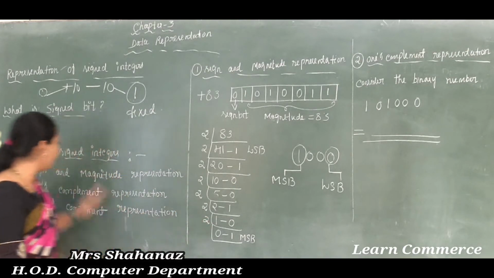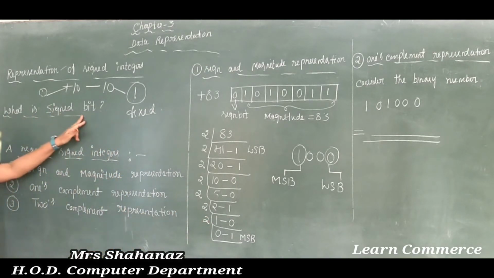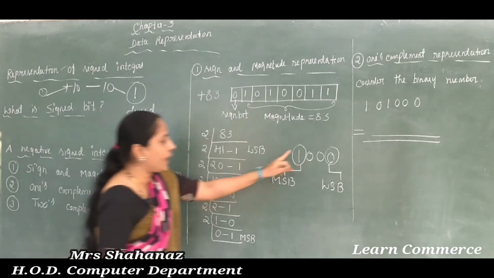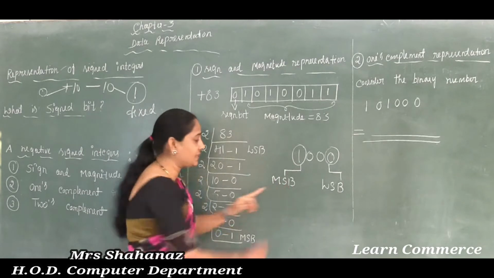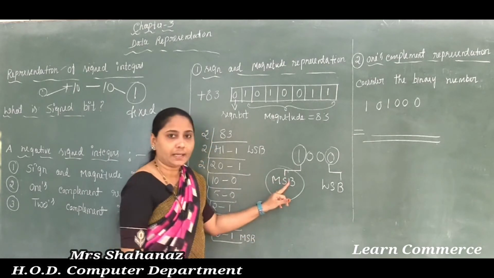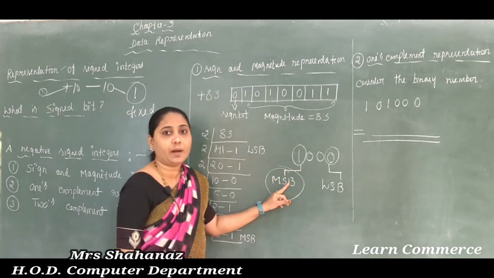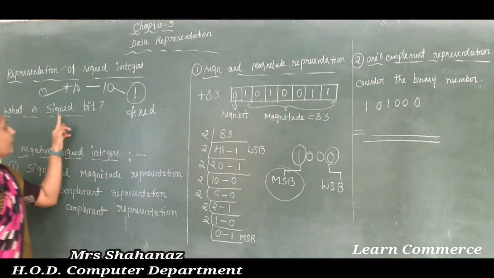So we can say that in this case, what about the sign bit? That means by adding the leftmost bit to the number, that means the MSB value, by adding the leftmost bit to the number, it is called the sign bit.